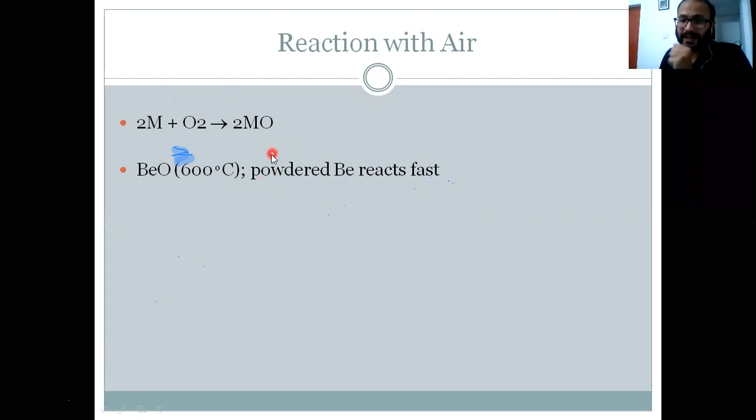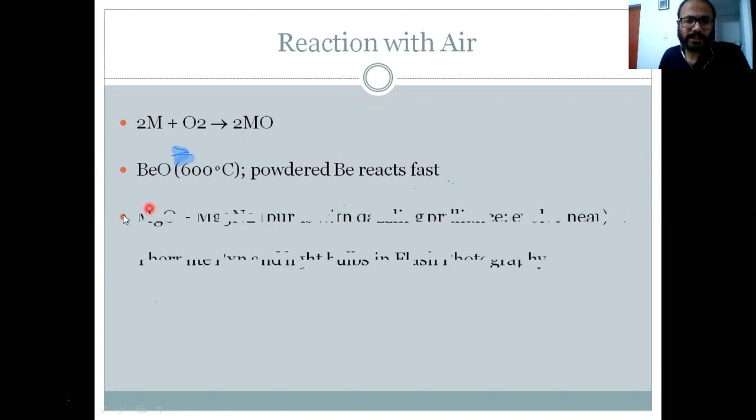However, if you break that big piece into smaller particles like powder, then the reaction would be really fast and it glows very well as it burns. Okay, so reactivity can be increased by powdering the beryllium metal, then it will react smoothly with air at this temperature to form the corresponding beryllium oxide.